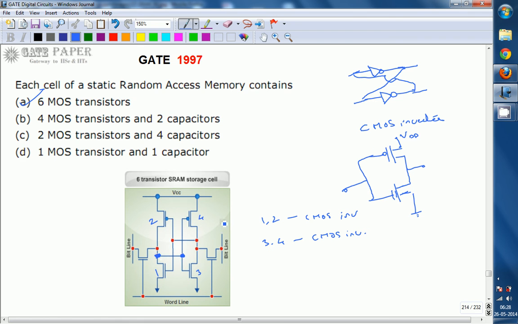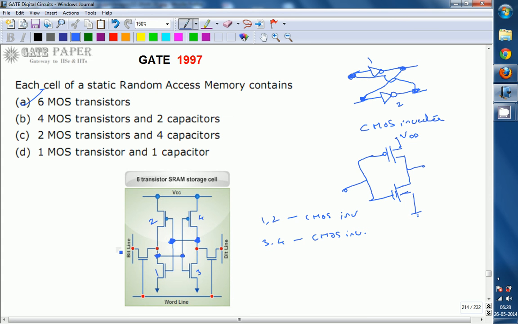The output of the second inverter is over here, where 3 and 4 meet each other. This output of the second inverter acts as the first inverter's input, and that is nothing but cross coupling. The output of the first inverter is connected as the input of the second inverter, and the output of the second is connected as the input for the first. So with transistors 1, 2, 3, 4, two CMOS inverters are formed, and cross coupling is maintained by connecting them in this manner.